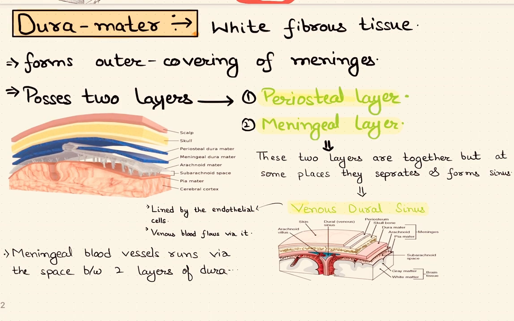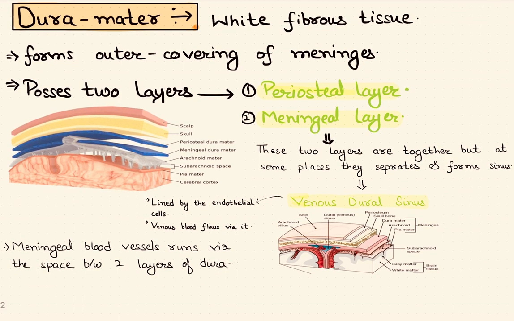Now let us elaborate on dura mater. Dura mater is the outermost layer of the brain, the outermost meninge, and it is made up of white fibrous tissue. As I said, it is the outer covering of the meninges. As this is the scalp, this is the skull, then we have the dura mater. Now this dura mater is further divided into two layers.